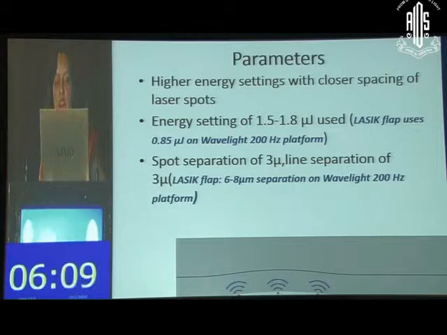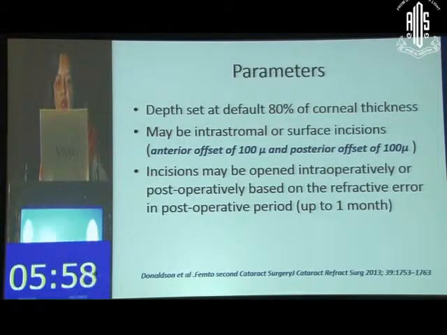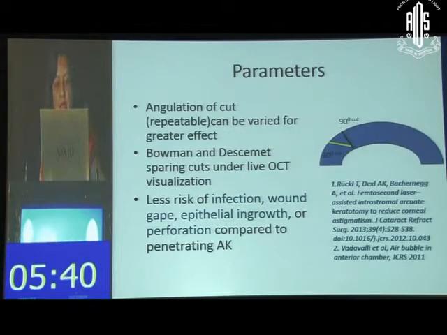Again, this separation is much less because when you are doing a laser procedure to decrease the corneal astigmatism, you do not want any tissue bridges in between. The depth is set at a default of 80% of the corneal thickness, and they can be intrastromal or surface incisions. And some people open up these incisions in the post-operative period depending on the amount of residual refractive error that is there. But we like to intraoperatively open the incisions that have been made.